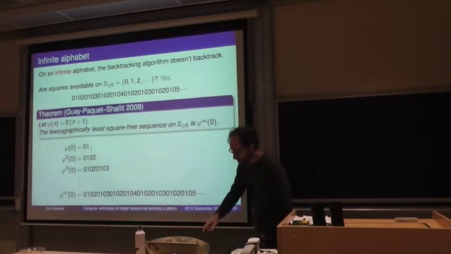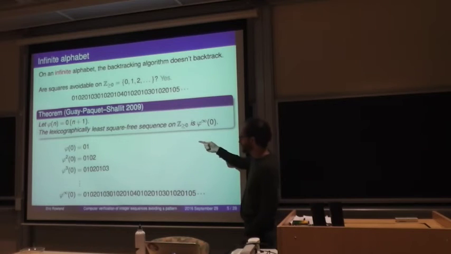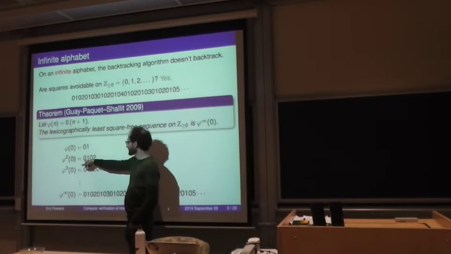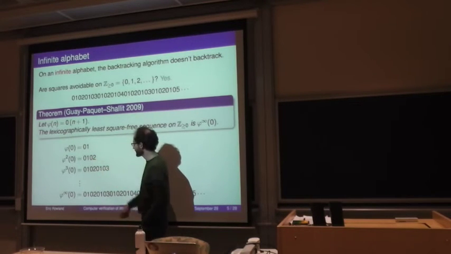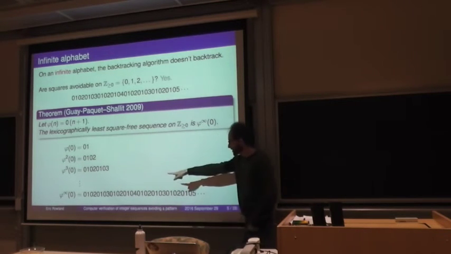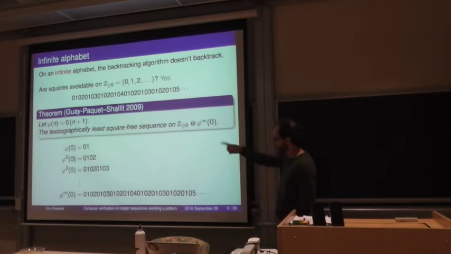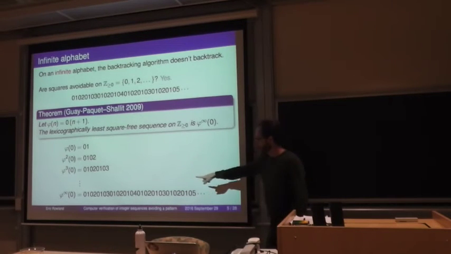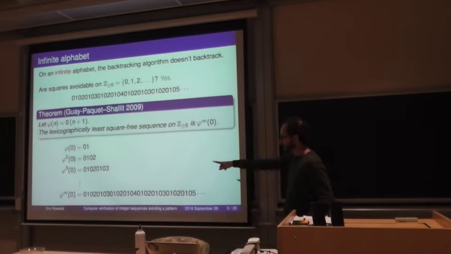And then to compute phi squared, we apply phi to that. So 0 becomes 0, 1, and 1 becomes 0, 2. And then this is phi cubed. And it turns out that if you keep applying this morphism, what you get at every step is an extension of the thing that you had on the previous step. And so in the limit, you get this infinite sequence. This is a fixed point of the morphism, actually. So if you apply phi to this infinite sequence, you get this infinite sequence back.